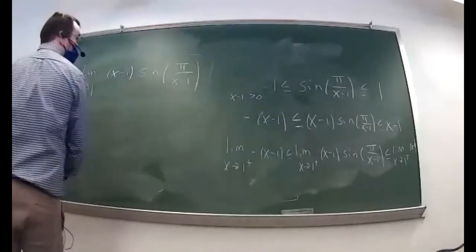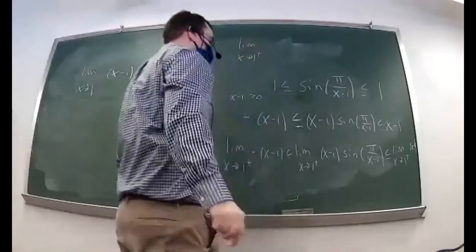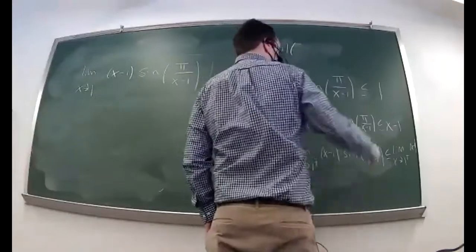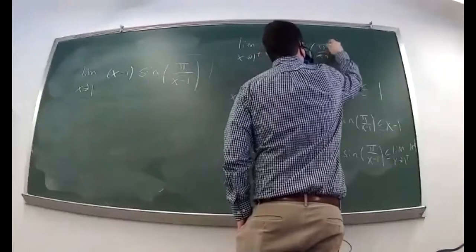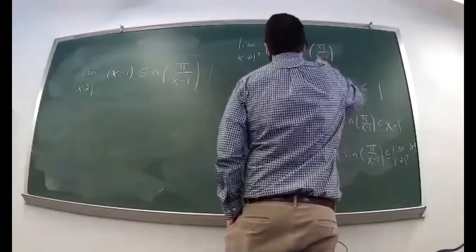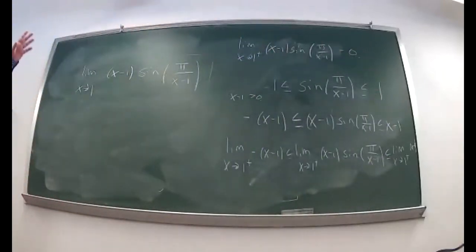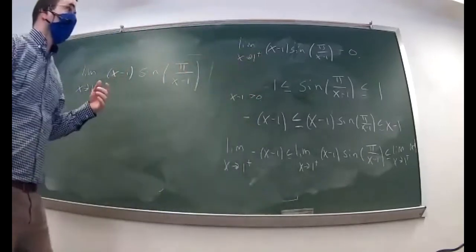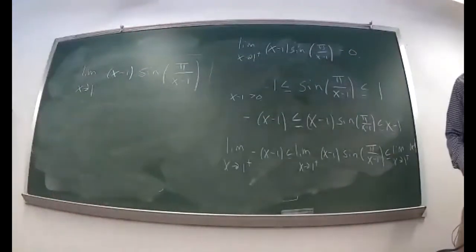tells you finally that the limit, as x goes to 1 from the right, of x minus 1 times sine of pi over x minus 1 is equal to 0. And just like the band's journey, you're halfway there. If you can calculate the limit as x goes to 1 from the left, and also show that it's 0, if the left and right-hand limits match, then that means the limit itself must also be equal to 0.